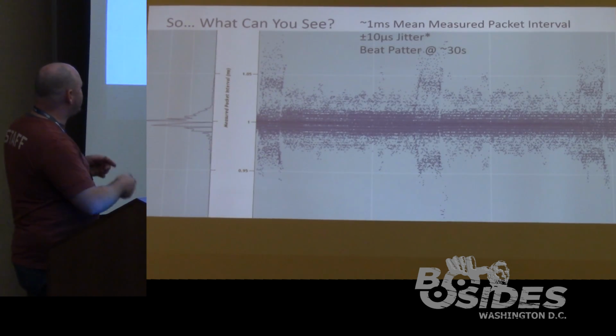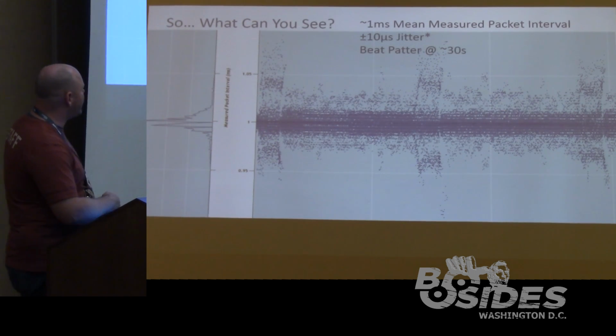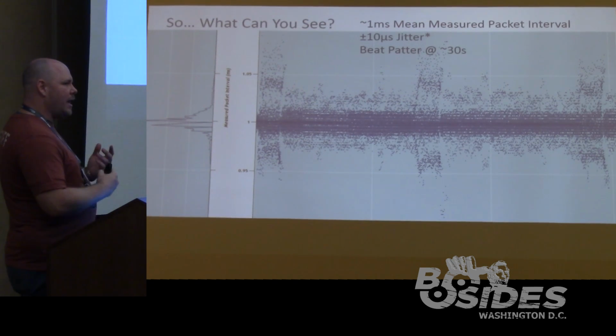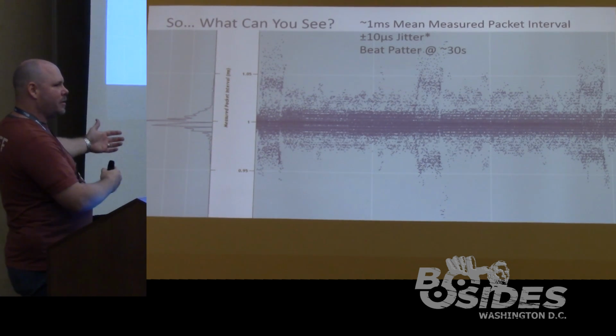So this is actually a time scale. I've blown it up here so it shows up nicely on PowerPoint. This is about a 60-second performance test that I was running. And you'll see there's some sort of beat pattern that happens every 30 seconds in this case. It's interesting. Again, this was one of these prototype devices where I had to give it to the vendor and say, we saw something interesting, go figure it out in your system.